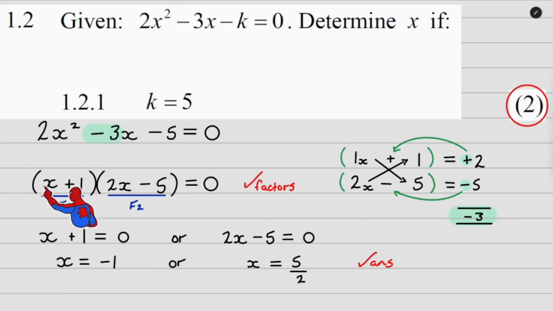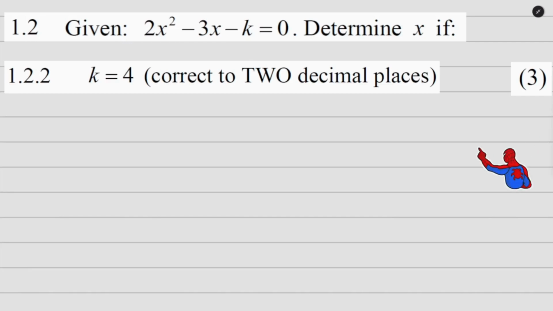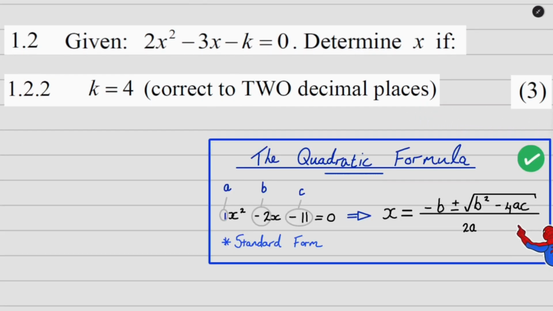The first mark comes from the factors over here. The second mark comes from the correct 2 answers. In question 1.2.2, they told us to solve the same equation if k equals 4. And they gave you a massive clue over here: correct to 2 decimal places. The alarm bells are ringing for the quadratic formula. So if you see this, I want you to link it to this in your brain. You form a cognitive association.